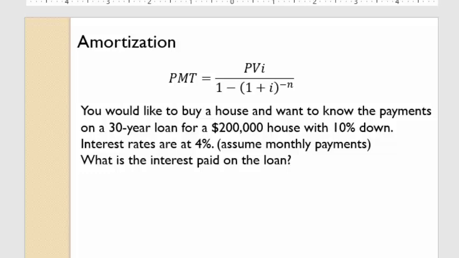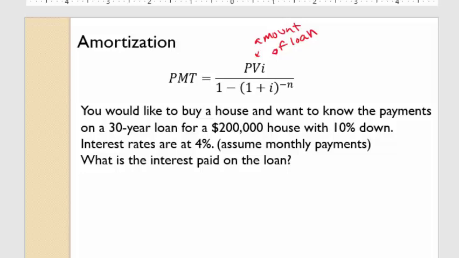So in our formula, we have payment, PMT. We have PV, which is present value, and that's going to be the loan that you take out. We have I, which you've calculated before. I is the rate per period. And then we have N, which is the number of periods in the term.